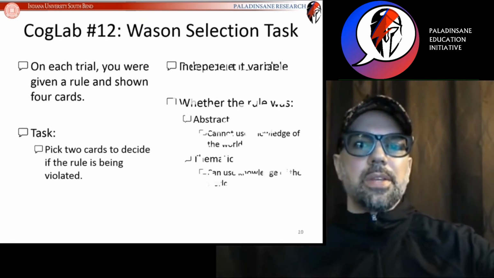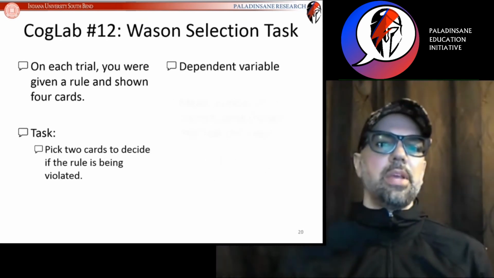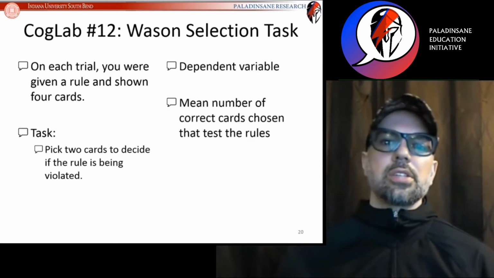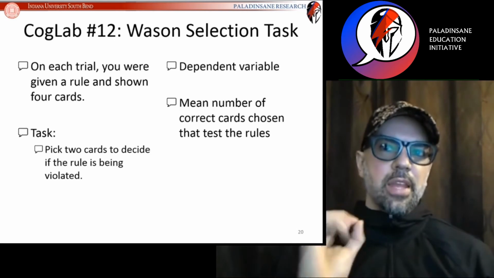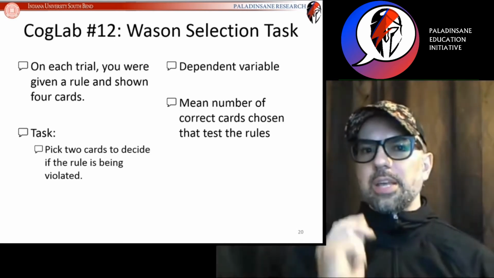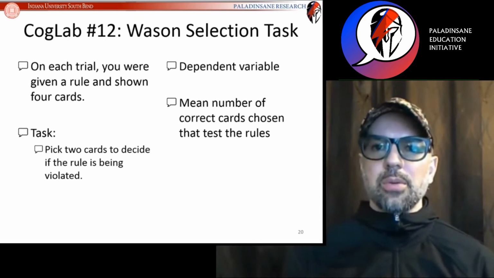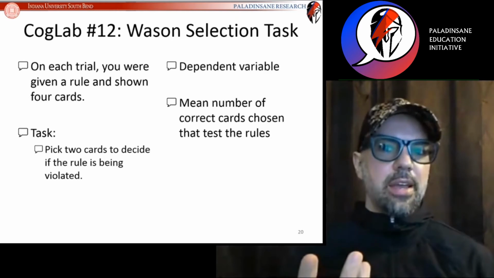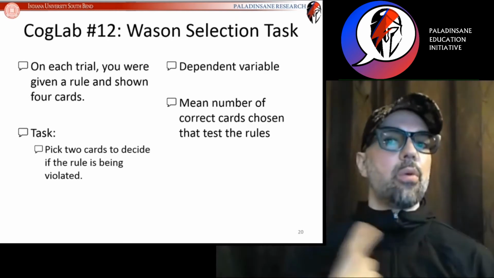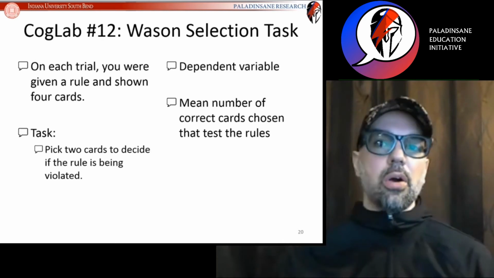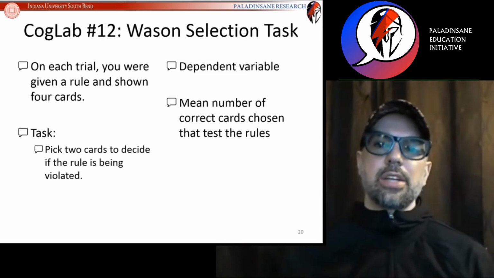All right, so the dependent variable on this was the mean number of correct cards that you chose in order to test the rules. So this was out of 2. If you were perfect on this, if you were a normative reasoning machine, then you knew exactly what to do, you would get 2 out of 2. If you made 1 mistake, you would get 1 out of 2. If you made 2 mistakes, you would get 0 out of 2. So you could go anywhere from 0 all the way up to 2 out of 2.